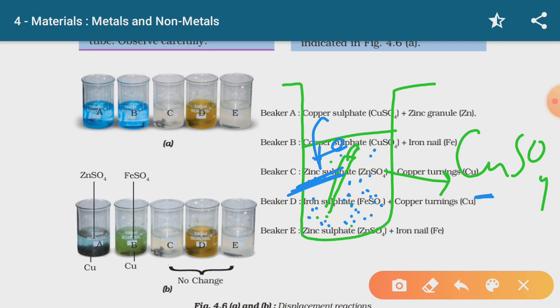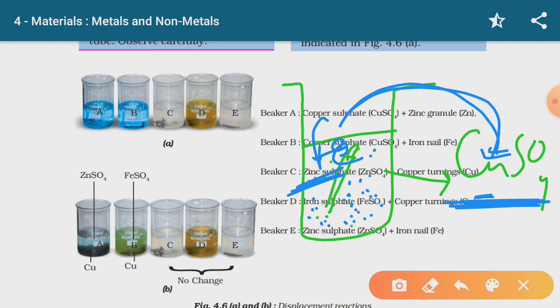So because iron has a higher position in the reactivity series, iron will try to displace copper from its salt solution. This is the salt solution of copper, that is copper sulfate. And iron, being higher in the reactivity series, will try to displace the copper from its salt solution.